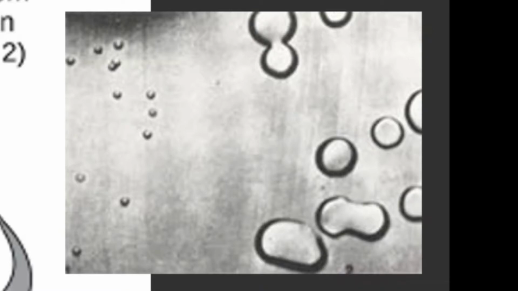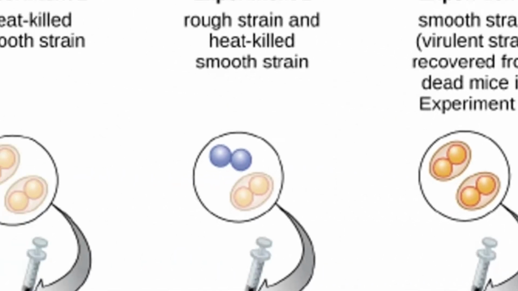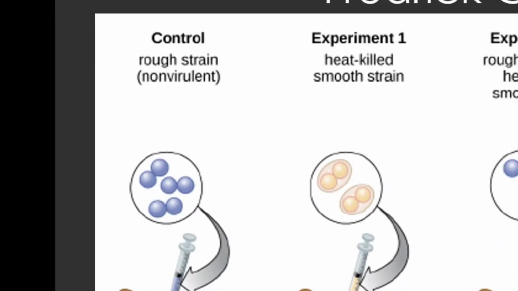Now, what that meant for the mouse host was that if he was injected with the smooth encapsulated bacteria, that capsule would inhibit the mouse's immune system and the mouse would typically die of that infection. So there was a lethal strain of Streptococcus pneumoniae that was encapsulated, and there was a non-lethal or non-virulent strain, which because it could not form a capsule, was incapable of causing infection in the mice.